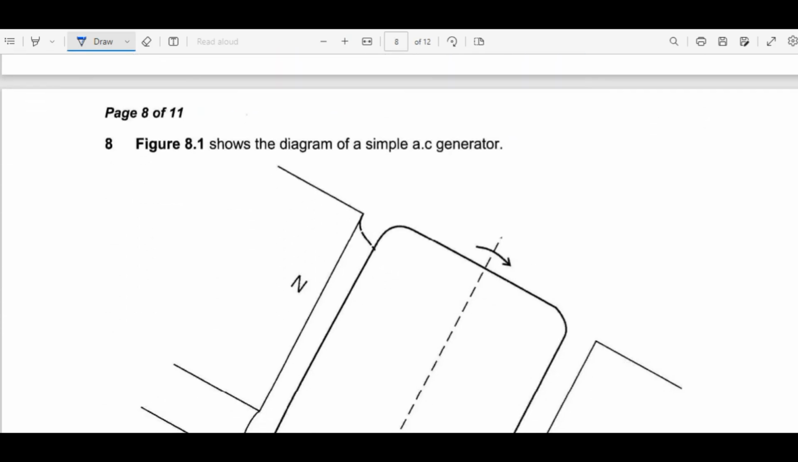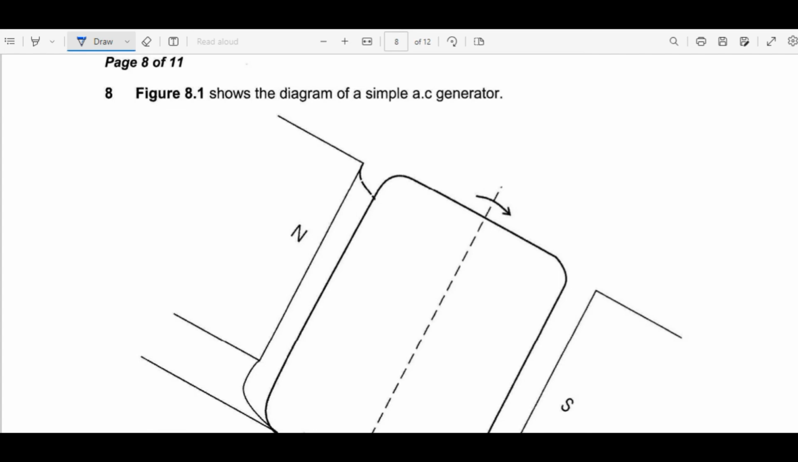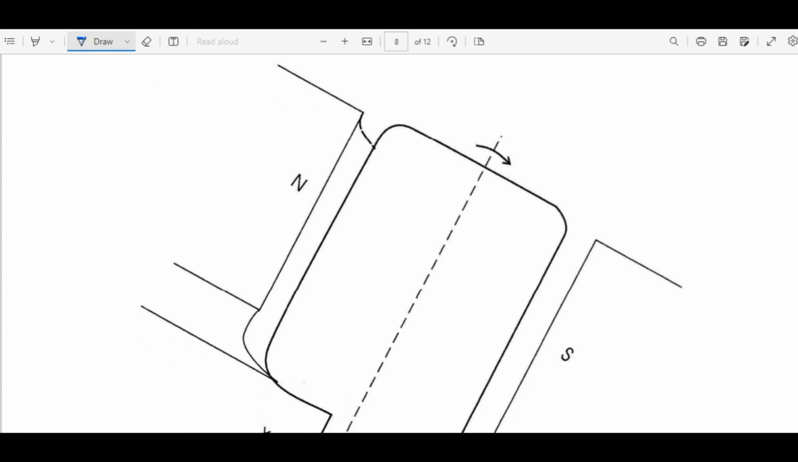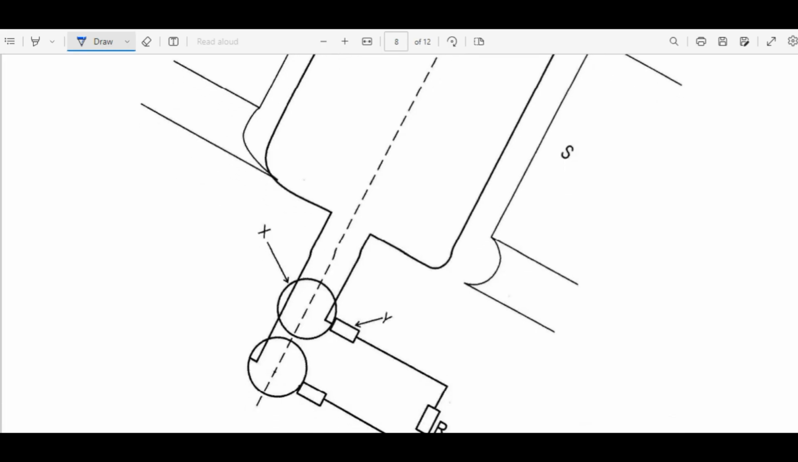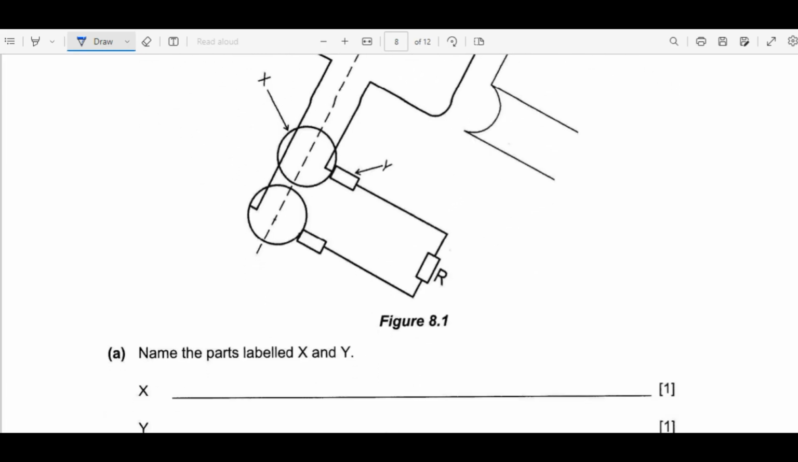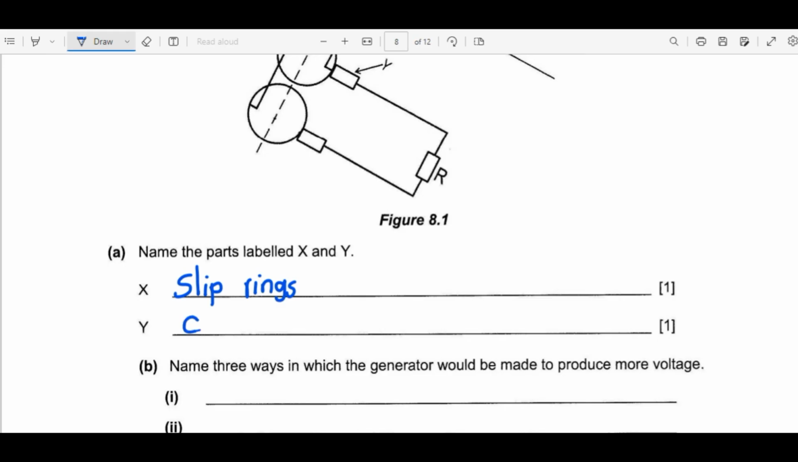Then we have question 8. Figure 8.1 shows the diagram of a simple AC generator. Let's look at the first question: name the parts labeled X. The X is just these circles, which are slip rings. Then Y, we have carbon brushes. They just complete the flow of current. So, carbon brushes.